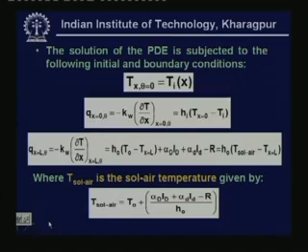So the advantage of defining a sol-air temperature is that you can write the outdoor boundary condition also as H0 into (T sol-air minus T wall temperature). So the form looks simple, but the sol-air temperature depends upon several factors like the radiation, solar geometry, and outdoor convection and all that.